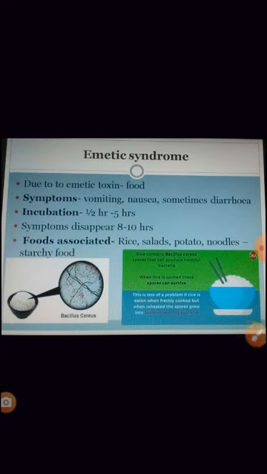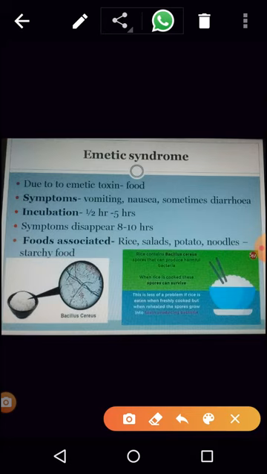Now, what is this emetic syndrome? Emetic syndrome is short-lived. I mean, even the incubation period is short, and the disease is also short. It's basically acute. It doesn't stay for a long time. It is produced due to the toxin that is released by the microorganism, called the emetic toxin. It's basically a protein.